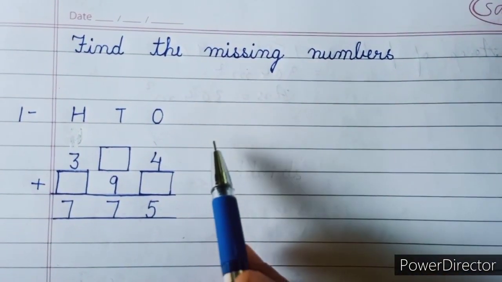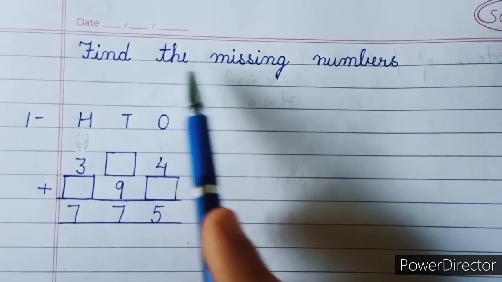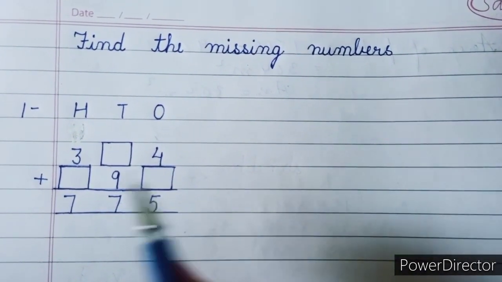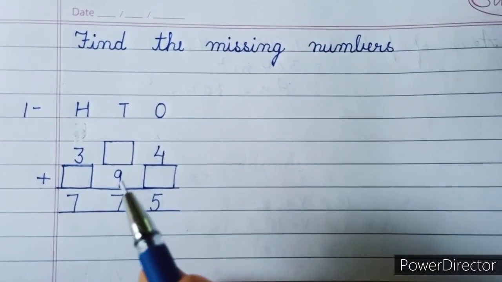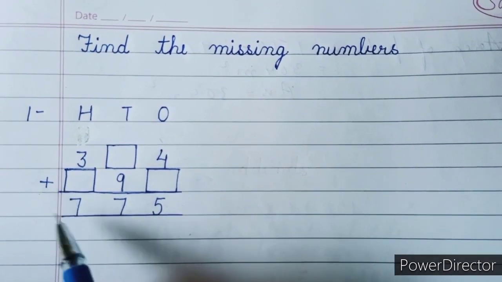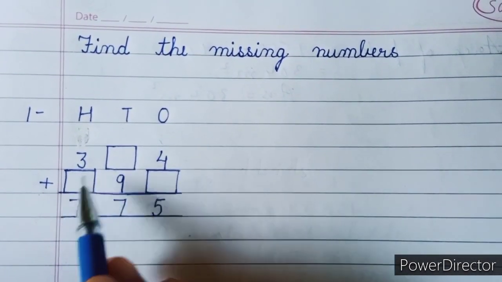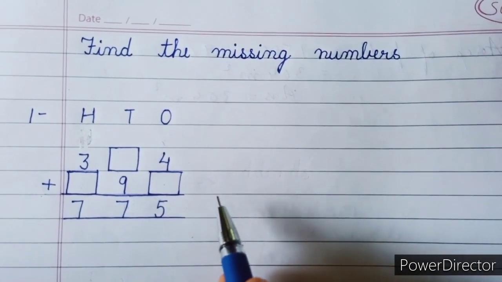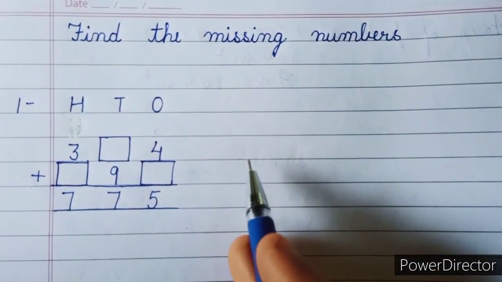Children, today's topic is find the missing number. Today we will learn to find the missing number in addition. Here is an addition which you all can see. There is a missing block in it. What is the trick to do it? Today I will explain it to you.